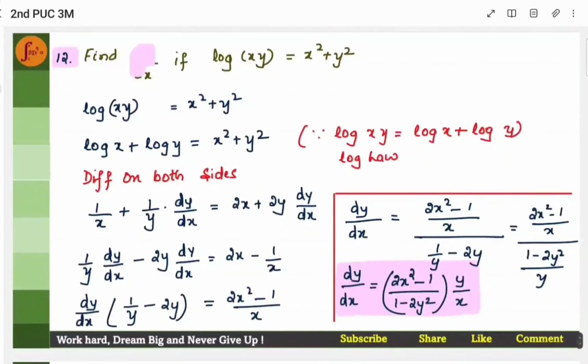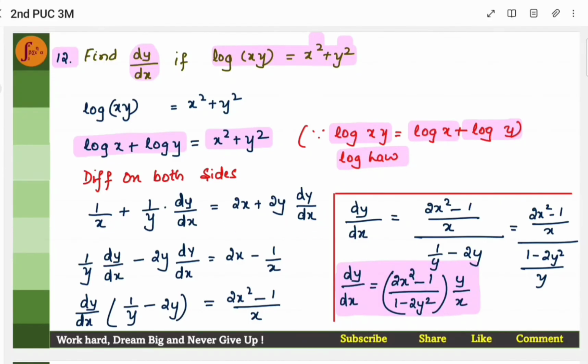So, last problem. Find dy by dx. This is an implicit function. An implicit function is nothing but you have x and y mixed up, right? See here, x and y are mixed up. So it's called an implicit function. But it doesn't matter when we solve whether it's implicit or not. What we will do here is take log of xy. So this is of the form like this. Log xy can be written as log x plus log y based on the logarithmic law. So I'll split this like this.